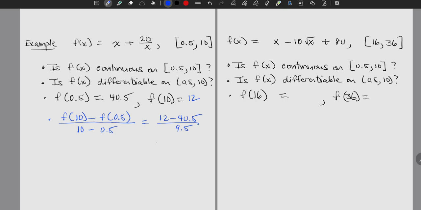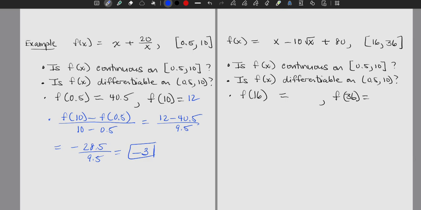How could this come out to be a nice number, right? That's probably what you're thinking. I know I was thinking the same thing when I worked this out before. But this is negative 28.5 over 9.5. And would you believe it's negative 3? So that is our average rate of change between those 2 points.